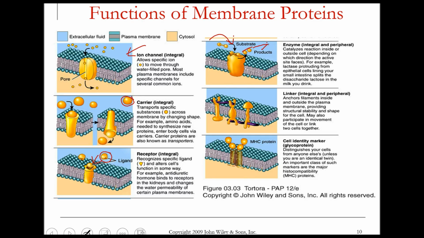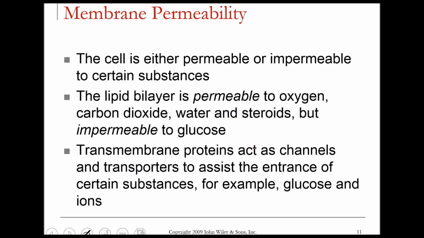I didn't mention this one before, but sometimes these proteins will help link structures inside the cell to structures that are outside, often involved in linking two cells together. And finally, as I said before, the MHCs, these major histocompatibility proteins, often forms of glycoproteins that will allow you to distinguish cells that belong to you from cells that belong to someone else.